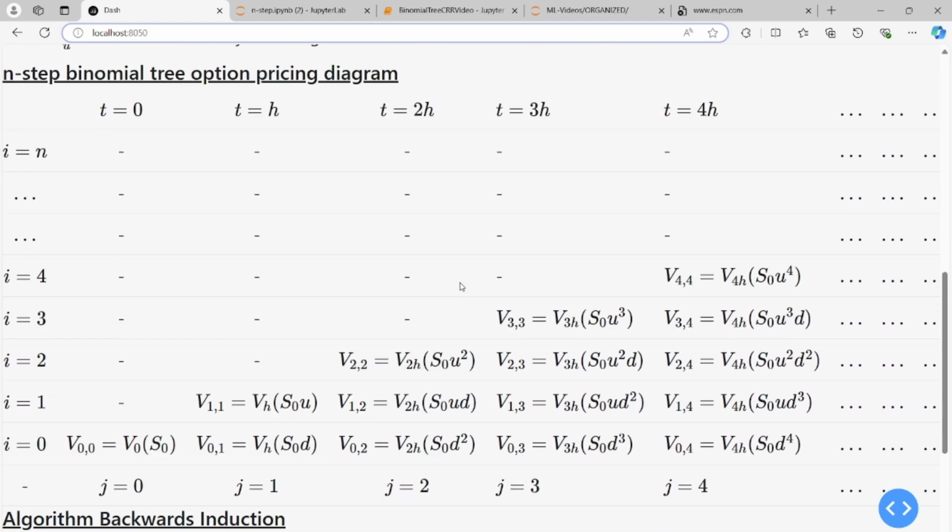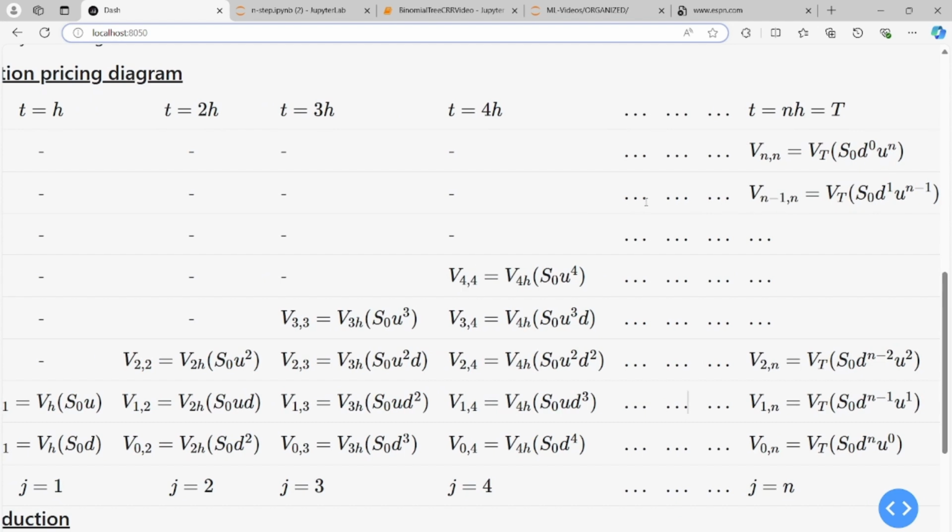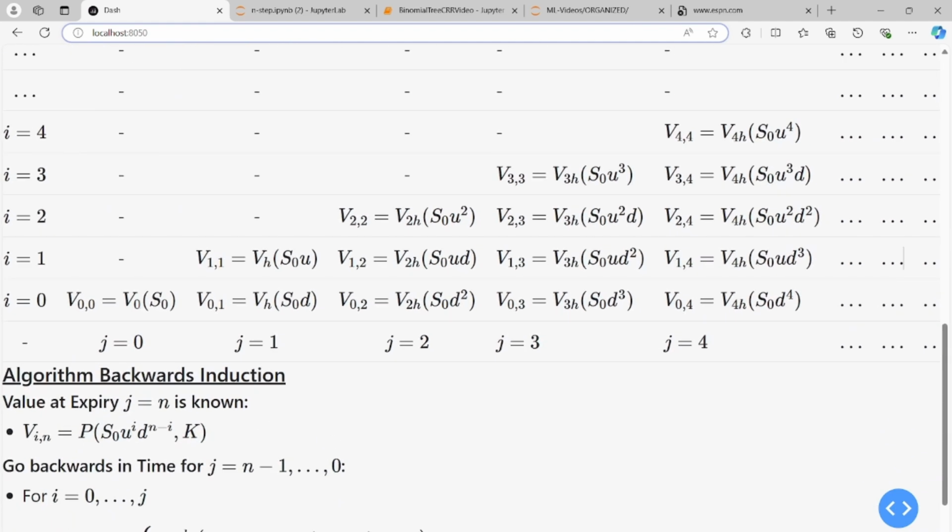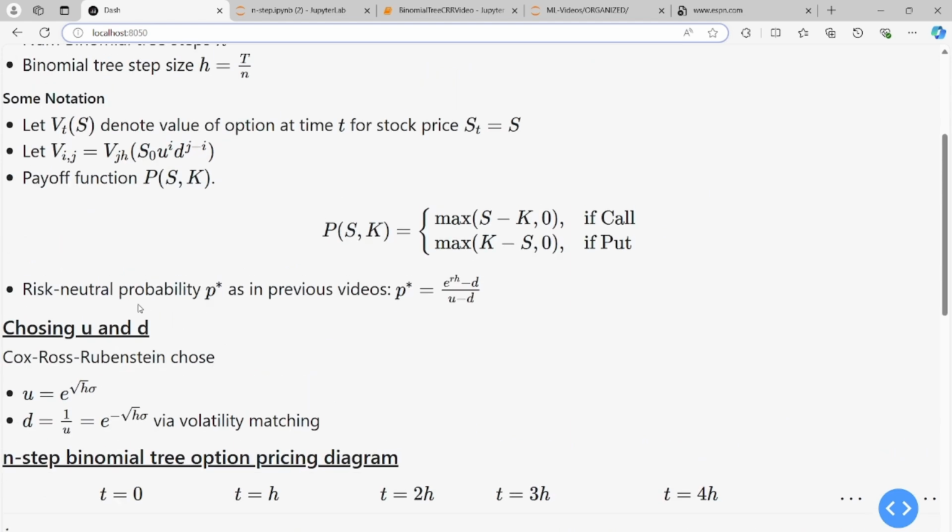Okay, so this will be more clear when I write the code. The idea, like in the previous two videos, is we're going to go backwards in time from the expiration, because we know the payoff, all the way to time 0, and that's how we're going to get the option value. So just a few small bookkeeping type things.